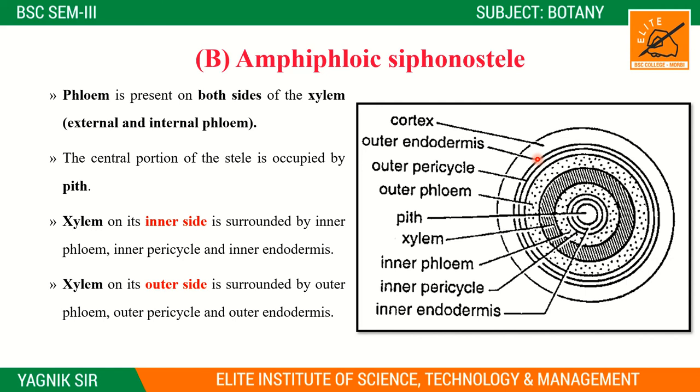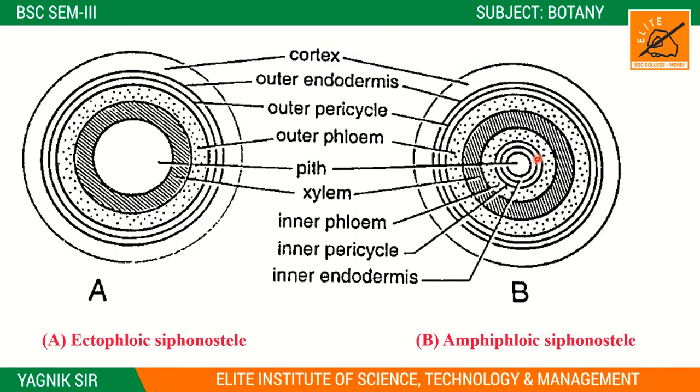So this is the main difference, right? And normally this type of arrangement is seen in Marsilea and Adiantum, right? So these are the main differences. We can see clearly here that no rings are formed in the center part, but here the center part is very small, right? Because here the inner phloem, inner pericycle and inner endodermis are developed, right?